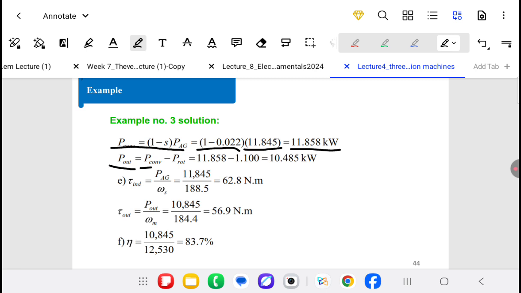For the output power equals power converted minus rotational losses, 11.858 minus 1.1 kilowatts. We have P out equals 10.485 kilowatts.